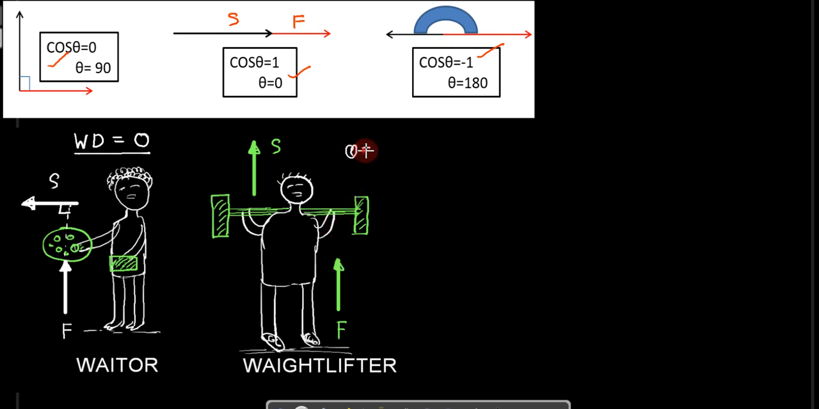But for weightlifter, see direction of force and s, okay, direction of force and s are here in the same direction, that is theta equal to 0. So when theta equal to 0, cos theta becomes 1, we know that this is theta 0. So in this case work done is positive because direction of displacement and direction of force are the same, work done is positive in this case and that is given by Fs. Okay, that is Fs. But here work done is 0.